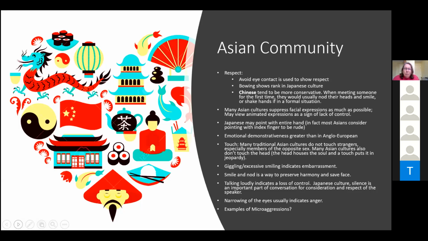Touch. Again, touching strangers, not usually is accepted, especially touching the opposite sex. Many Asian cultures also don't touch the head. This is where the soul is. So touching the top of the head puts their soul in jeopardy. So they definitely don't want you touching the top of their head.